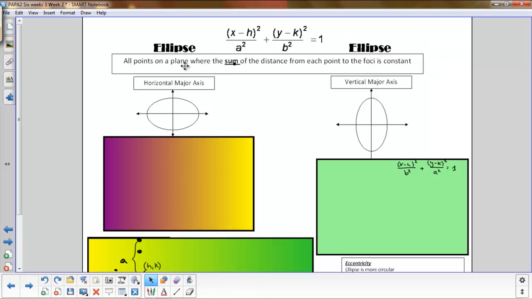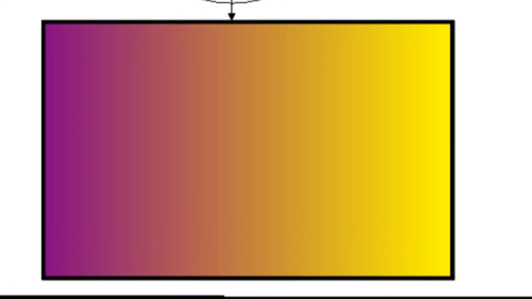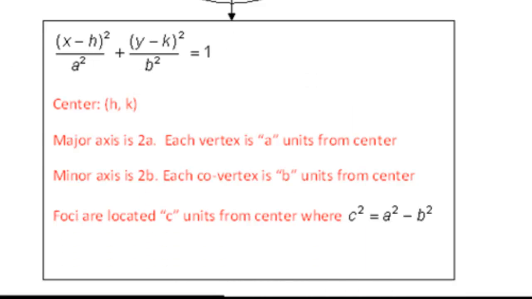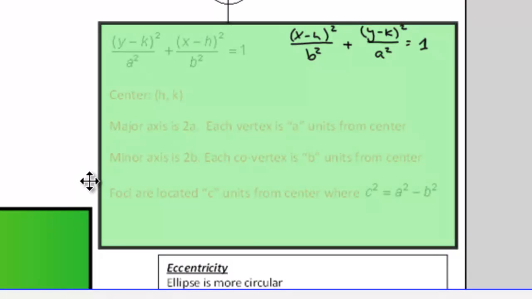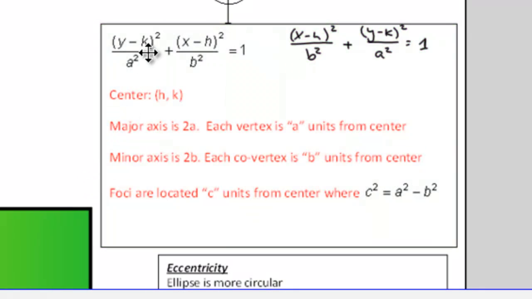All right, ellipses. Ellipses are all points on a plane where the sum of the distance from each point to the focus or foci is constant. An ellipse can either be arranged horizontally with a horizontal major axis, or it can be arranged vertically with a vertical major axis. Either of these two equations is going to be acceptable because the commutative property is going to work here.